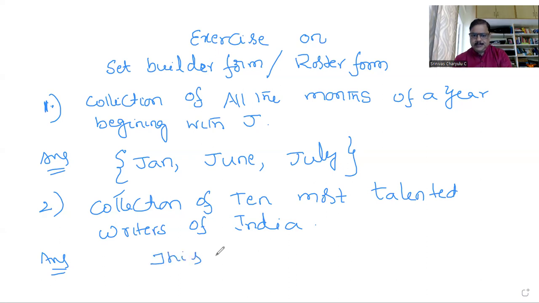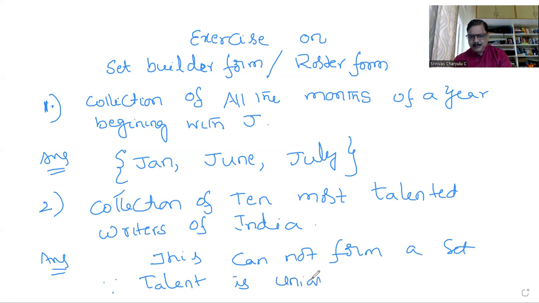The word they use is most talented. That is the important point. If they had written how many people are there in India as writers, then you can write all the writers' names if we know. Otherwise, this cannot form a set. Why? Because talent is unique and varies from person to person. So there is no scale. I cannot say that because this fellow is popular, he is the only person with whom we have to compare. No, that cannot happen. So that is why this cannot form a set.